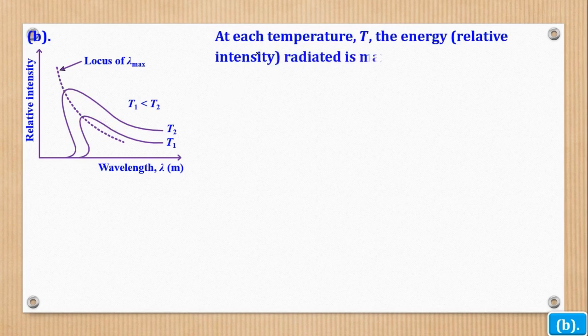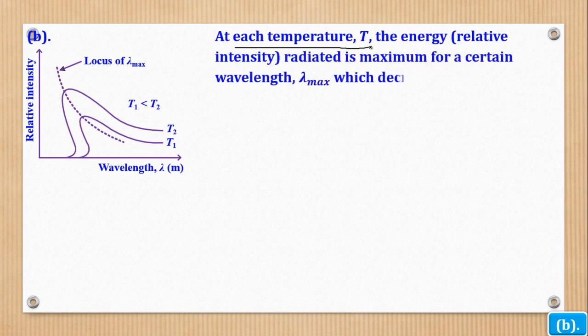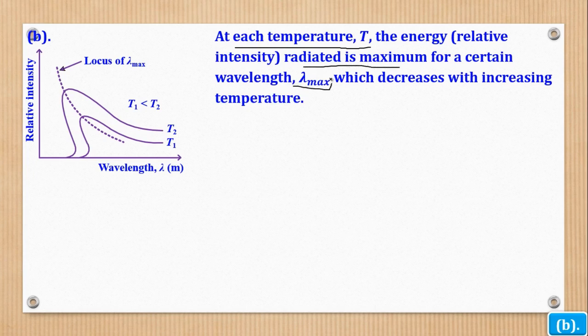They also told us to explain, so that at each temperature T, the energy radiated is maximum for a certain wavelength, which is lambda max, which is this, which decreases with increasing temperature. I think you realize that for temperature T1 it was here, and for temperature T2 it is here, so it has reduced.